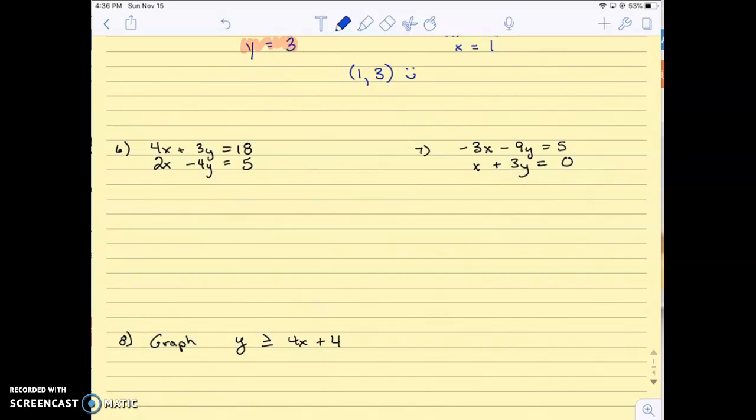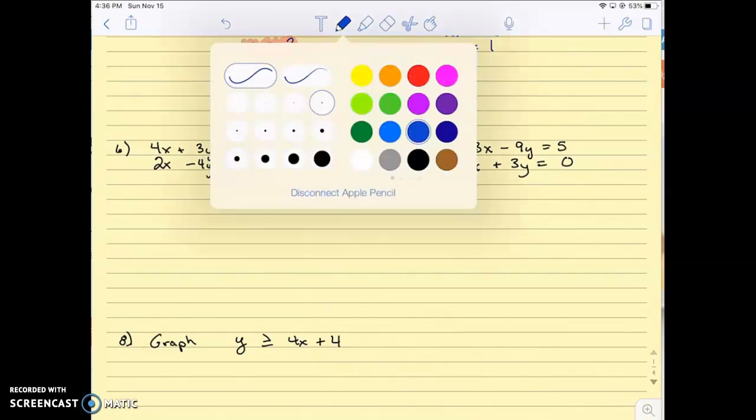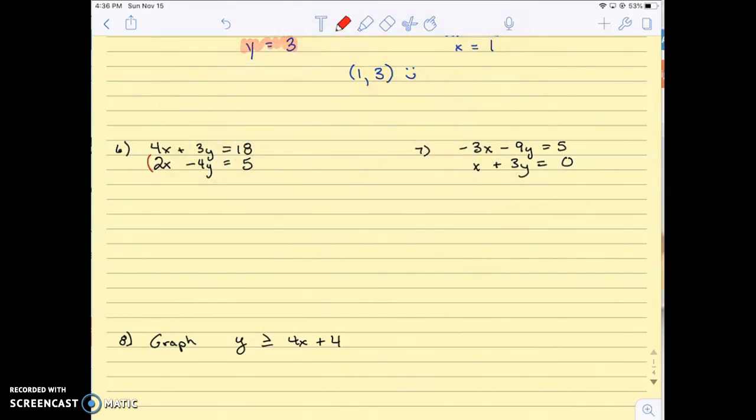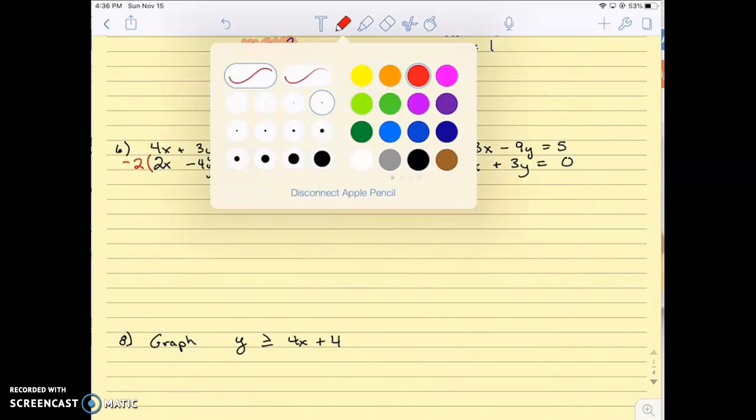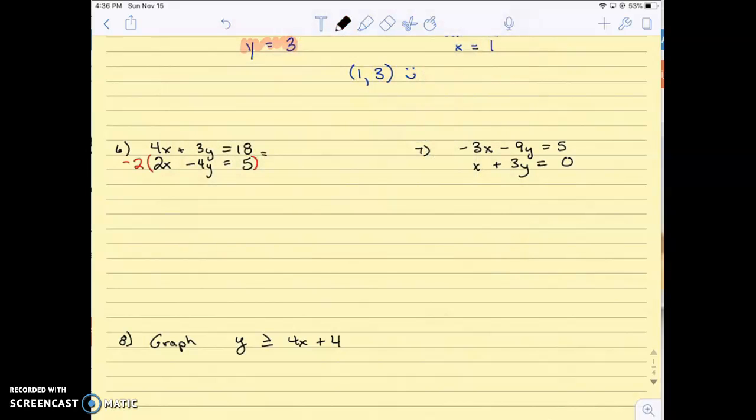I can multiply the second equation by -2. I'm going to multiply the entire equation by -2. Okay, so that means I will have 4x plus 3y equals 18.